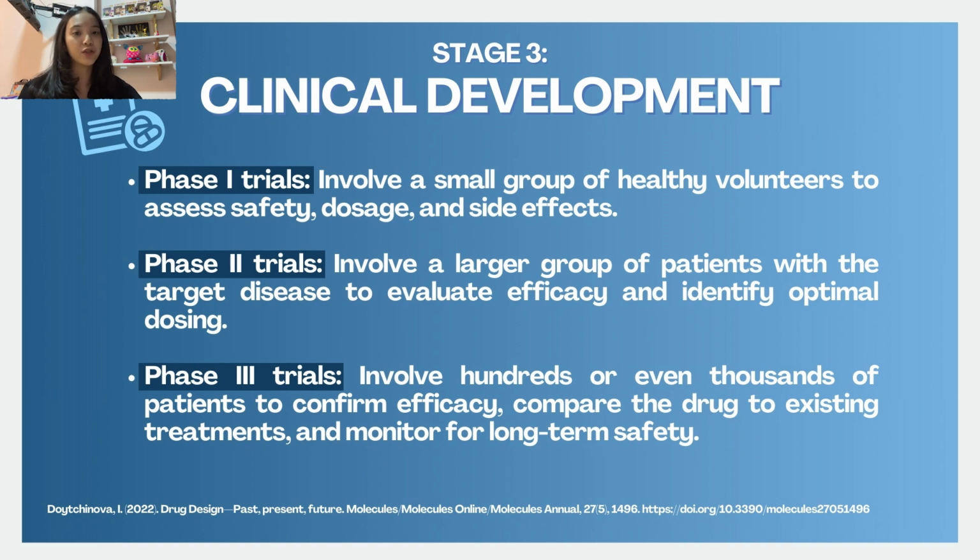And if the drug demonstrates an acceptable safety profile, it advances to phase 2 trials, which involve a larger group of patients with the target disease. Here the focus is on evaluating the drug's efficacy in treating the disease and identifying the optimal dosage regimen.